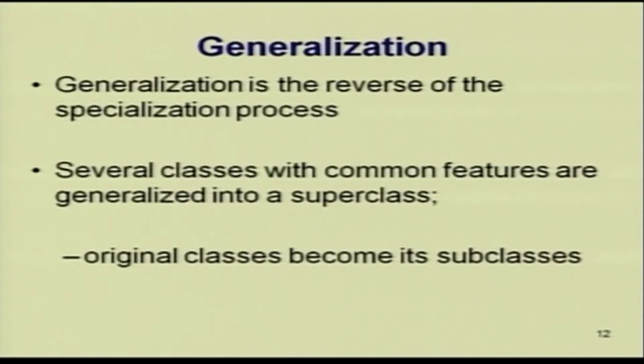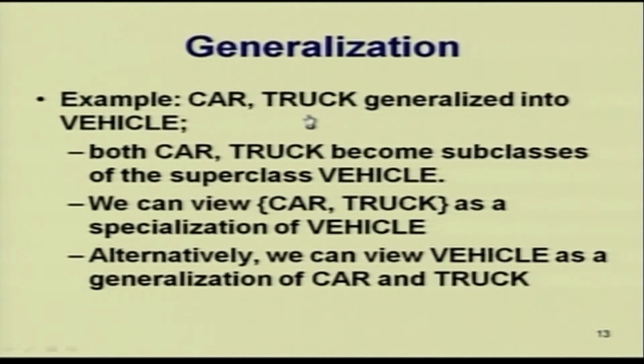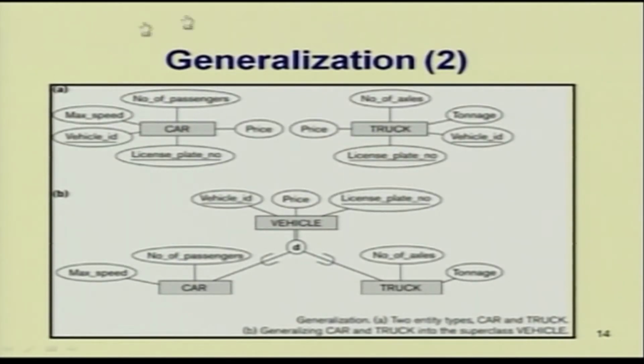Now, generalization, on the other hand, is the reverse of the specialization process, okay, and several classes with common features are generalized into a superclass. So, the original classes then become its subclasses. For example, if you take car and truck, they are entities that can be generalized into vehicle. Why? Because both car and truck become subclasses of a superclass vehicle, and we can view car and truck now as a specialization of vehicle, and we can view vehicle as a generalization of car and truck. So, let us look at an example here.